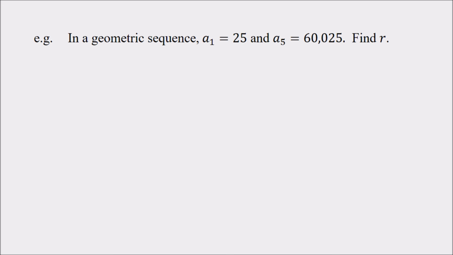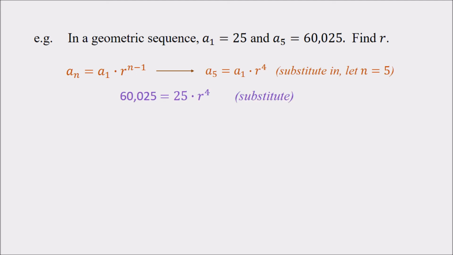In our final example, we have a geometric sequence with a sub 1 equaling 25 and a sub 5 equal to 60,025. And we're once again asked to find the value of r. Starting with the formula that had the stars around it, a sub n equals a sub 1 times r to the n minus first power, I'm going to let n equal 5, because that will tie the two givens that I was dealt at the start of this problem together. A sub 5 would equal a sub 1 times r to the fourth power. Now I could substitute in 60,025 for a sub 5 and 25 for a sub 1.